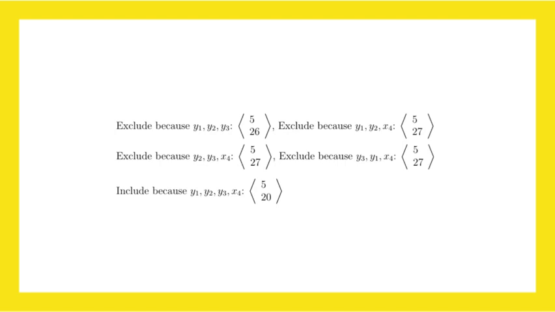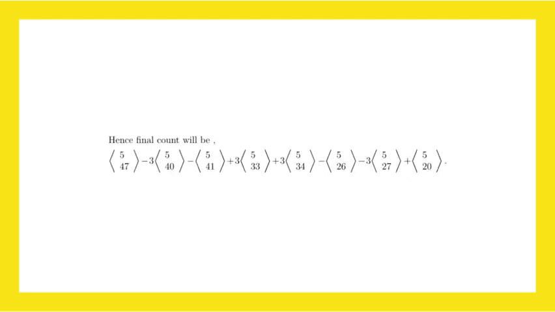Therefore final answer is going to be 5 choose 47 minus 3 times 5 choose 40 minus 5 choose 41 plus 3 times 5 choose 33 plus 3 times 5 choose 34 minus 5 choose 26 minus 3 times 5 choose 27 plus 5 choose 20. This is little involved because you have 2 different conditions on different variables, but then if we keep doing each and every case meticulously, we will get correct answer.